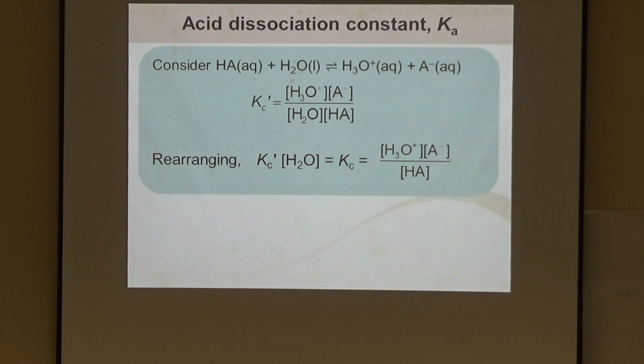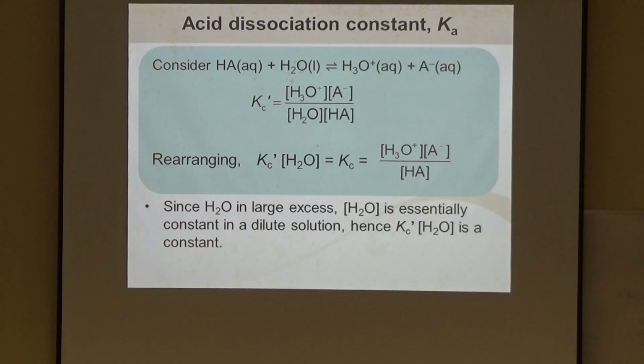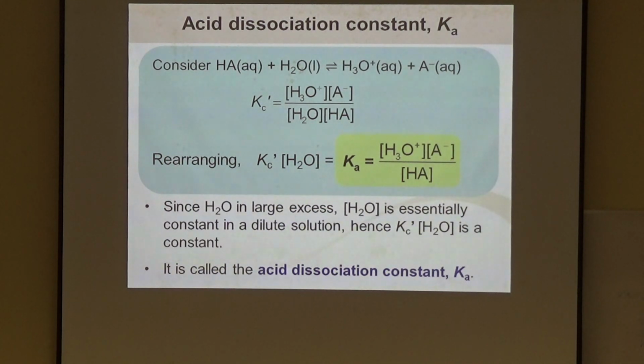Okay? So to simplify things, since water is a large excess and it's constant, they define a new equilibrium constant, which is Ka, and this is what you have to remember. You don't need to remember how to derive this, just this result. Okay, so this is Ka, the acid dissociation constant.